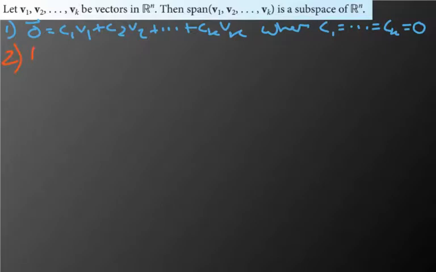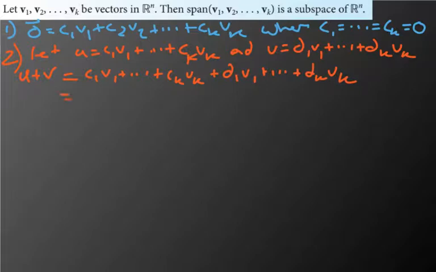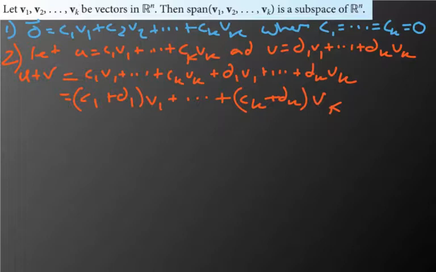Now I'm going to let U equal this, and I'm going to let V equal that, all right? And I'm going to do U plus V, which will equal that big messy thing. And then you've probably seen where this is going. I'm just going to group like terms. I've got a C1 V1, D1 V1, so I'll group those, and so on. And what you would get is this. And that would then show that this sum is a linear combination of the vectors, because the scalars, instead of being C1, C2, and so on, are now C1 plus D1, and then C2 plus D2, and so on. So that is actually showing condition 2.